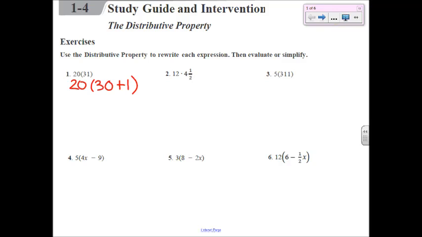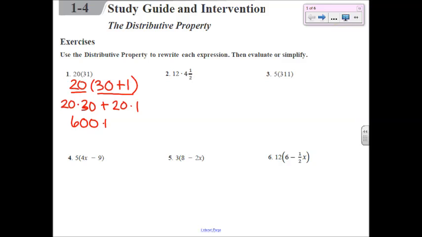So 30 plus 1 is equal to 31, and now I do have a number outside the parentheses of things being added or multiplied or subtracted together. So this was a substitution. Now I'm going to use the distributive property and actually multiply the 20 by both things. That's a 30 inside the parentheses. And then again, 20 times 30, 2 times 3 is 6, and then I have 2 zeros after it. I count up my zeros.